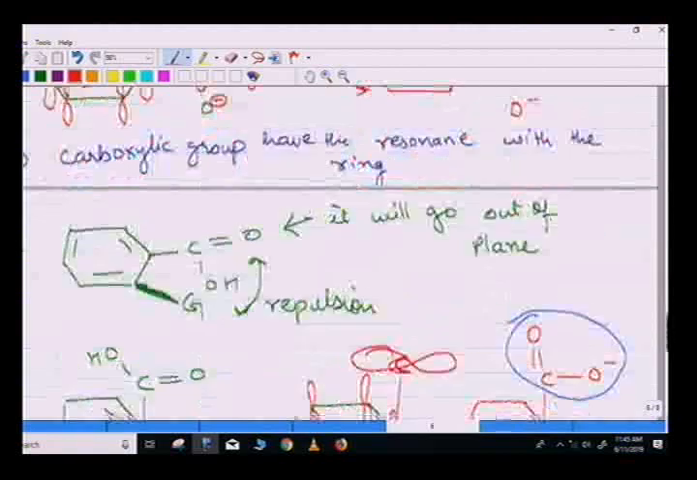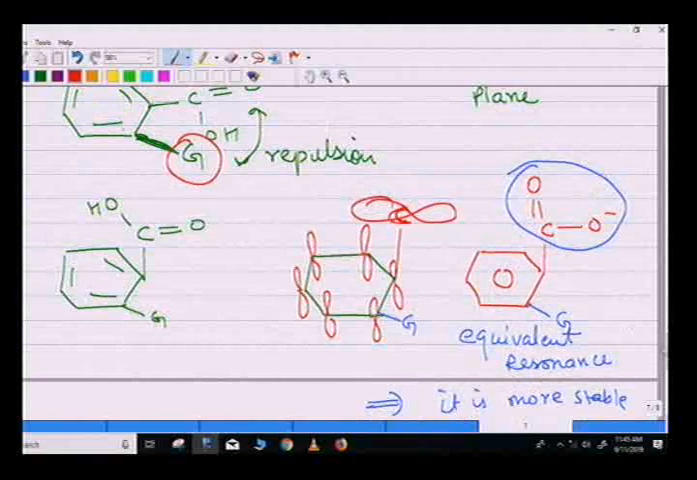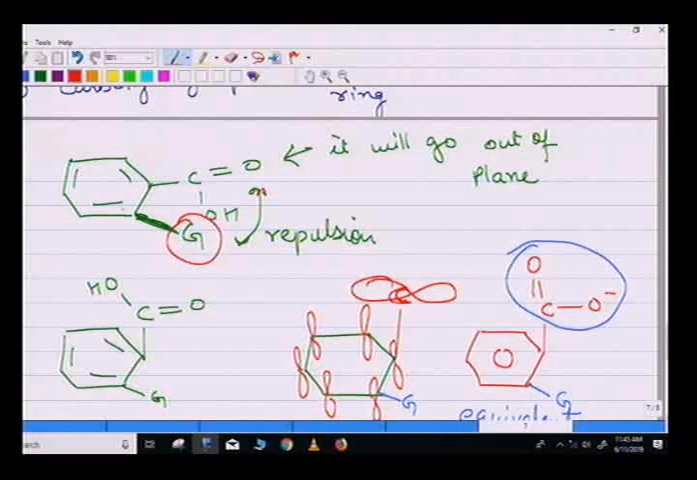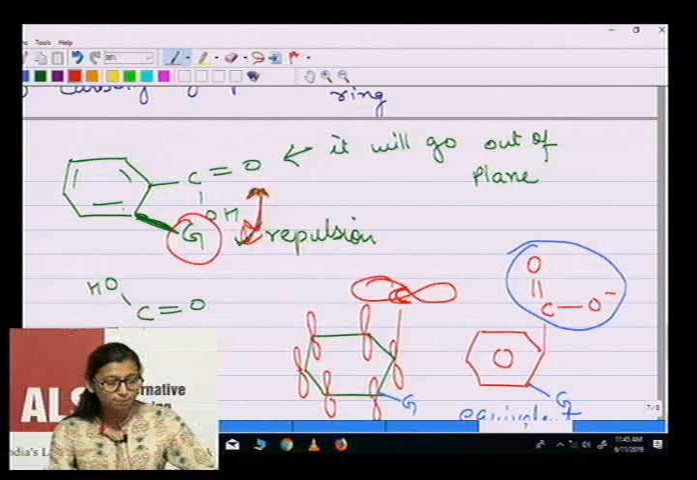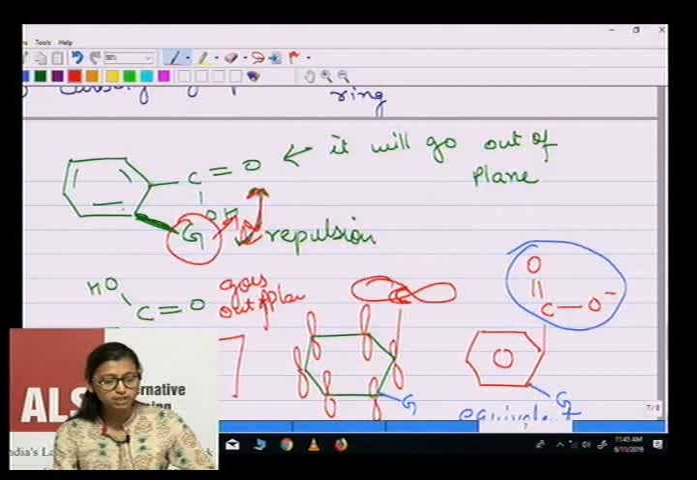But now what happens here, due to this particular G group? This G group will have repulsion. You have two bulky groups sitting together, so there will be repulsion, there will be fighting among them. So this group pushes the carboxylic group and it goes out of the plane. See, this is a single plane over here and this goes out of plane, okay?